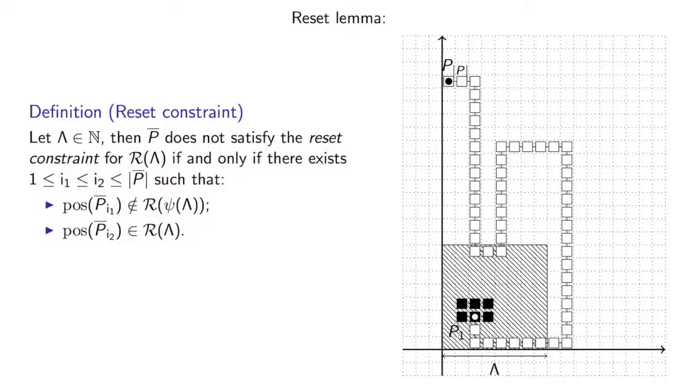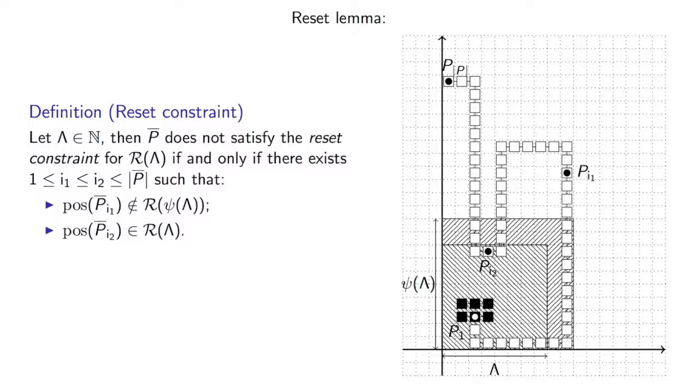We introduce now the second macroscopic lemma called the reset lemma. First, consider a distance lambda. We represent here the square of width lambda. Now, we represent the square of width psi lambda. Then we consider a tile of the path assembly P whose position is not inside the square of width psi lambda. The index of this tile is I1.